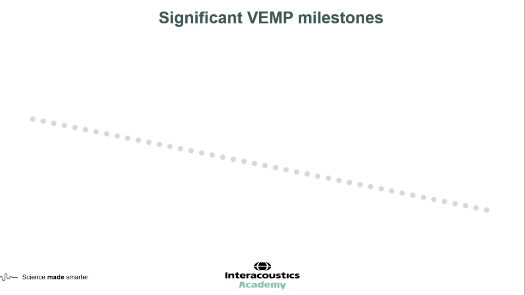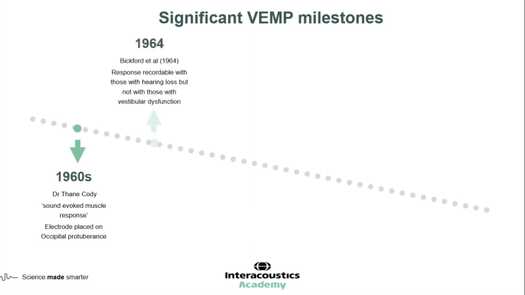Now, moving from the lab into the clinic, we have some significant milestones. Forgive me, this doesn't cover every milestone, but the ones that stand out to get us to where we are clinically today. In the 1960s, from von Békésy, we started to have research looking at sound-evoked muscle responses with electrodes placed and measured on the surface. Bickford recorded responses in patients with hearing loss and again provided evidence that these were not cochlear responses but utilised the sensitivity of the vestibular system to sound pressure.